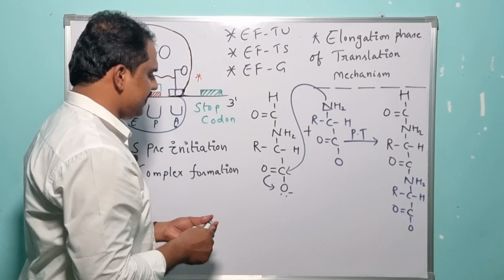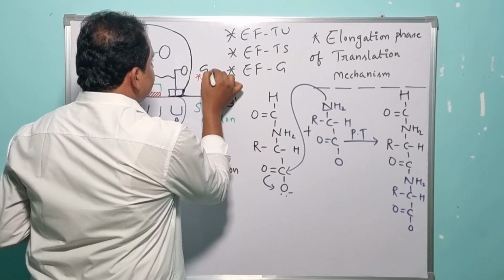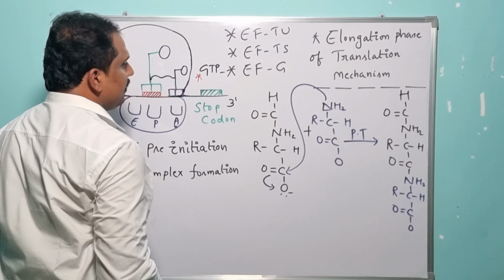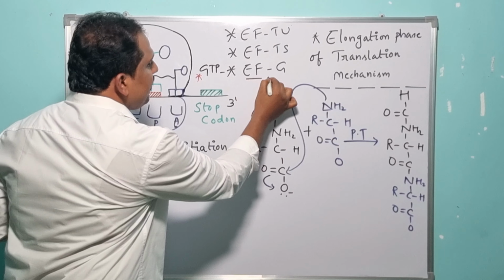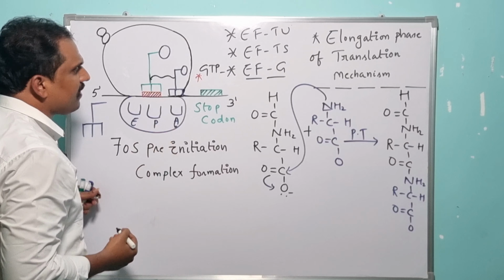So let me present it here. One molecule of GTP, right? So by taking advantage of EFG, the translocation of mRNA is successfully organized here.